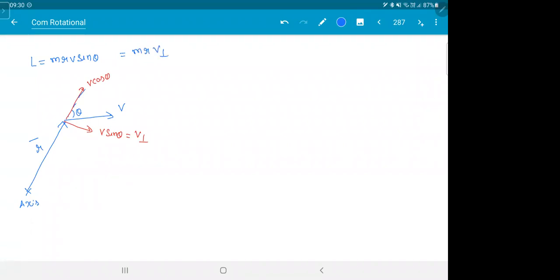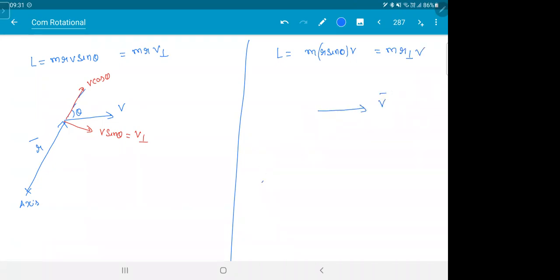Remember we did this in torque: r into F perpendicular, or r perpendicular into F. Or you could have taken it like this also: m r sin theta into v, which can be taken as m r perpendicular into v. So this is how you find the magnitude.